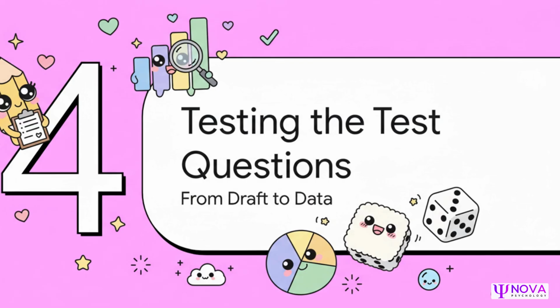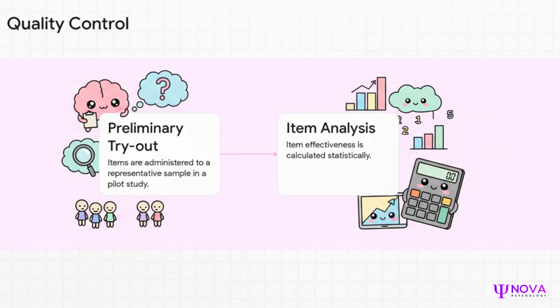A well-written item is still just a hypothesis. To find out if it actually works, you have to test it with real data. This is where we move from the drawing board to the hard numbers. This quality check usually happens in 2 stages.